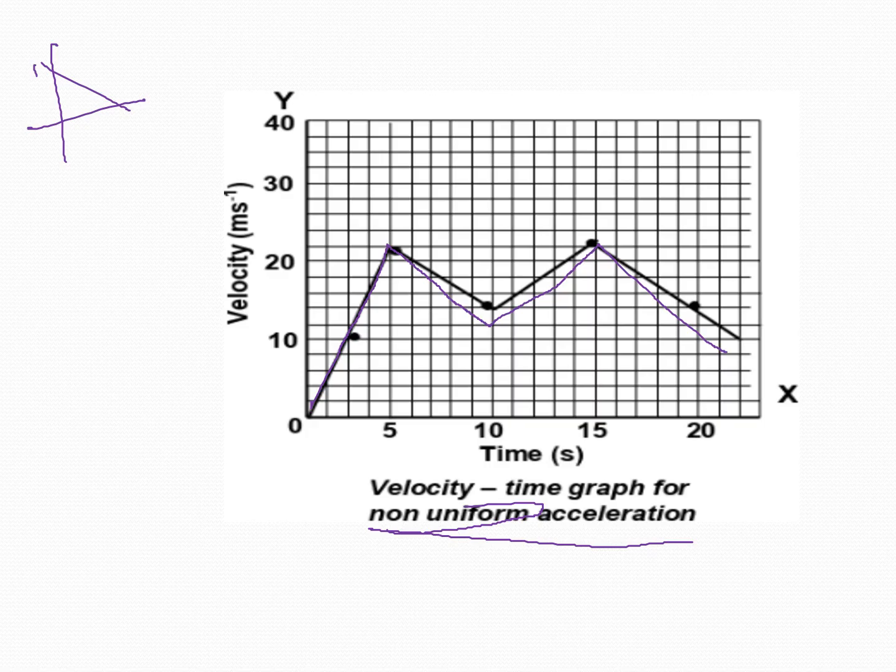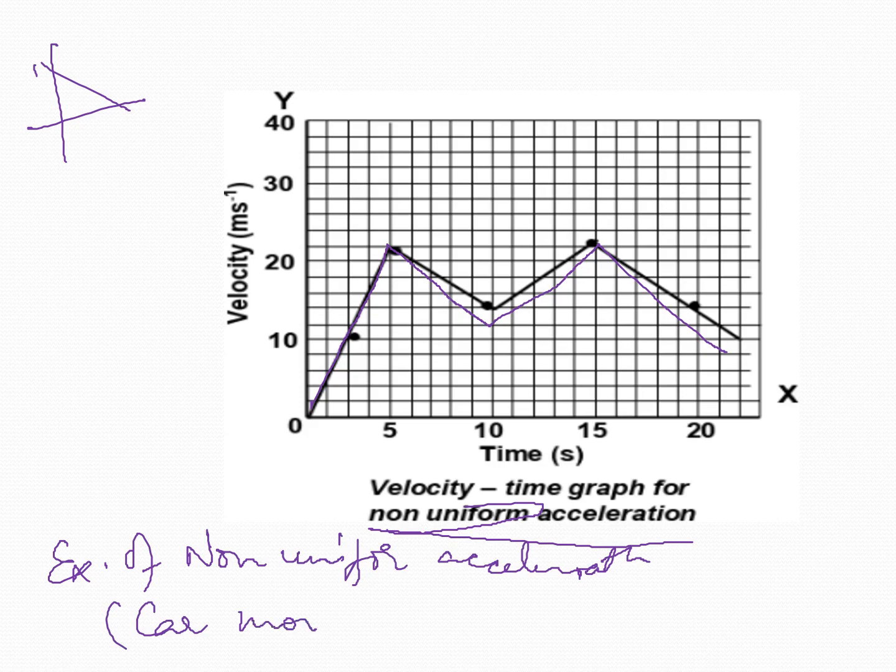What can be an example of non-uniform acceleration? What example can you give? Let us consider a car moving on a highway. When no traffic is there, the car will move fast. When more traffic is there, it will slow down, and for some time it will be very slow, isn't it? So this is where you are changing the speed, the velocity of the object.